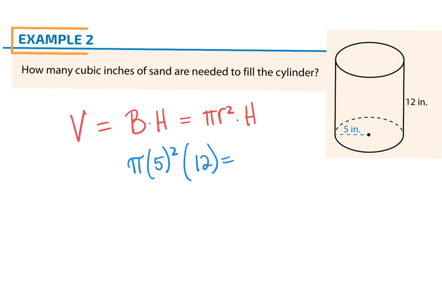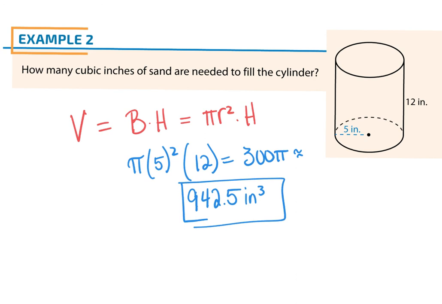All right, we get 300 pi, or if we plug that in, we get 942.5 cubic inches of sand are needed. 942.5 cubic inches of sand. Cylinders are very simple. They're easy to do.